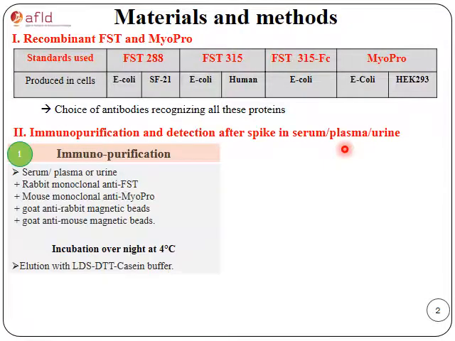For methods, firstly we spike serum and urine with different standards, then we supplement with anti-FST and anti-MyoPro antibodies, and we add magnetic beads. We incubate all tubes at 4 degrees Celsius overnight, and the following morning, follistatin and MyoPro are eluted by a buffer containing a detergent and reducing agents.